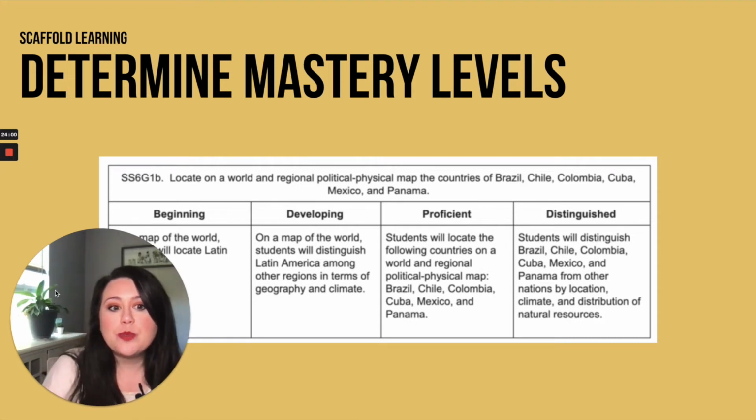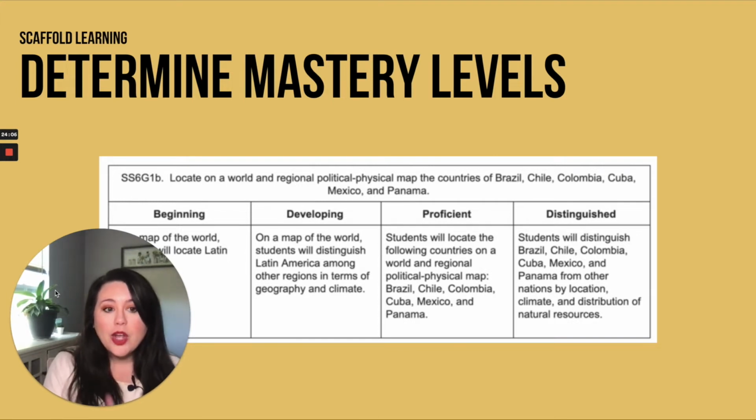Students will distinguish Brazil, Chile, Colombia, Cuba, Mexico, and Panama from other nations by location, climate, and distribution of natural resources. That is a standard that's going to come up later. So if we have students that are distinguished that we need to extend their learning, we can use this. We can start introducing climate, distribution of natural resources, and how that's different from other countries.